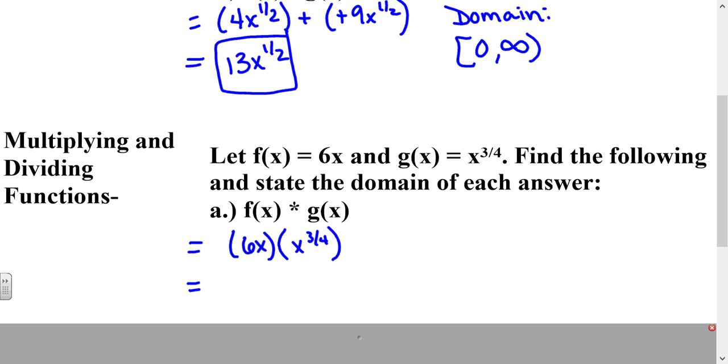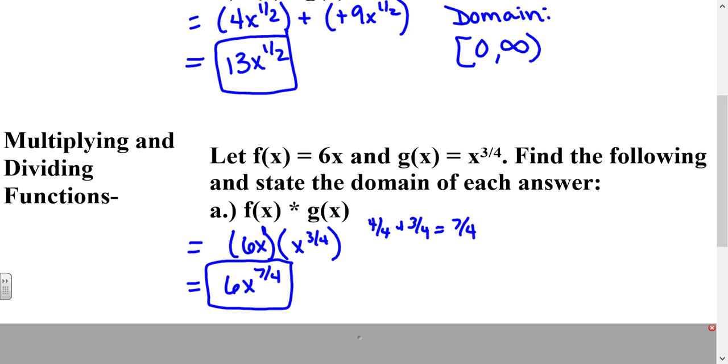Now when I'm multiplying, what do I do with the exponents? So I would have 6 in the front, because that's my coefficient, and then this is like x to the first, so I have 1 plus 3/4. I could change 1 to 4/4, so 4/4 plus 3/4 is 7/4. So really I get 6x to the 7/4 power, and that would be my answer.